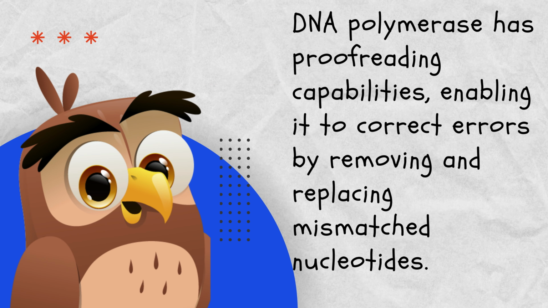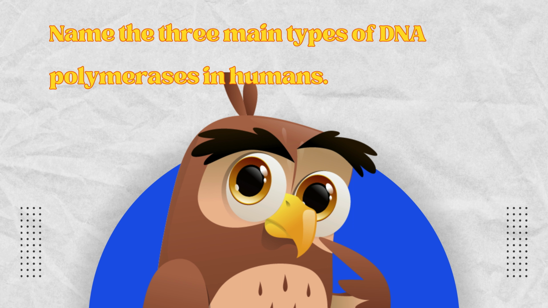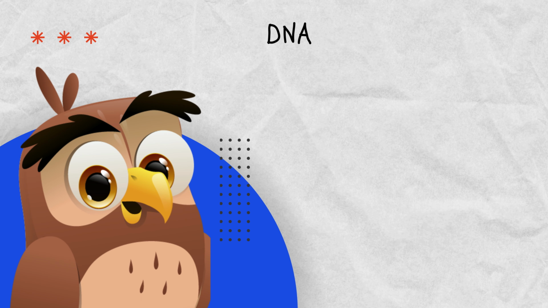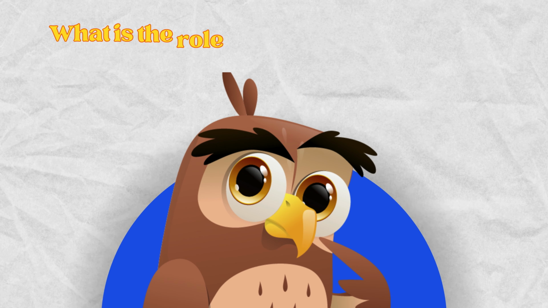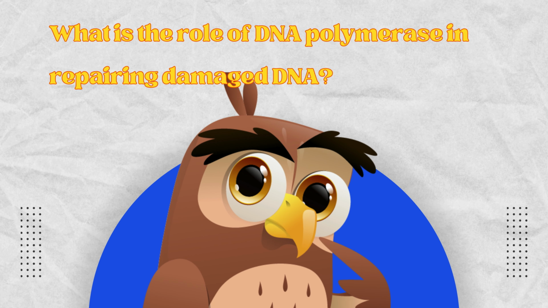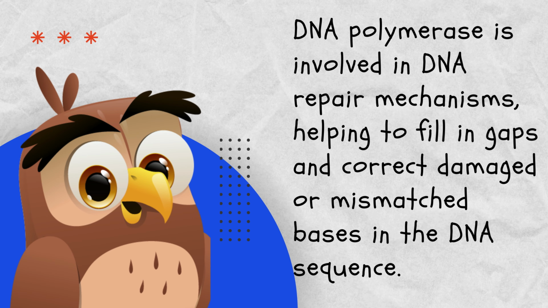How does DNA polymerase ensure accuracy during DNA replication? DNA polymerase has proofreading capabilities, enabling it to correct errors by removing and replacing mismatched nucleotides. Name the three main types of DNA polymerases in humans. DNA polymerase alpha, DNA polymerase delta, and DNA polymerase epsilon are the three main types in humans. What is the role of DNA polymerase in repairing damaged DNA? DNA polymerase is involved in DNA repair mechanisms, helping to fill in gaps and correct damaged or mismatched bases in the DNA sequence.